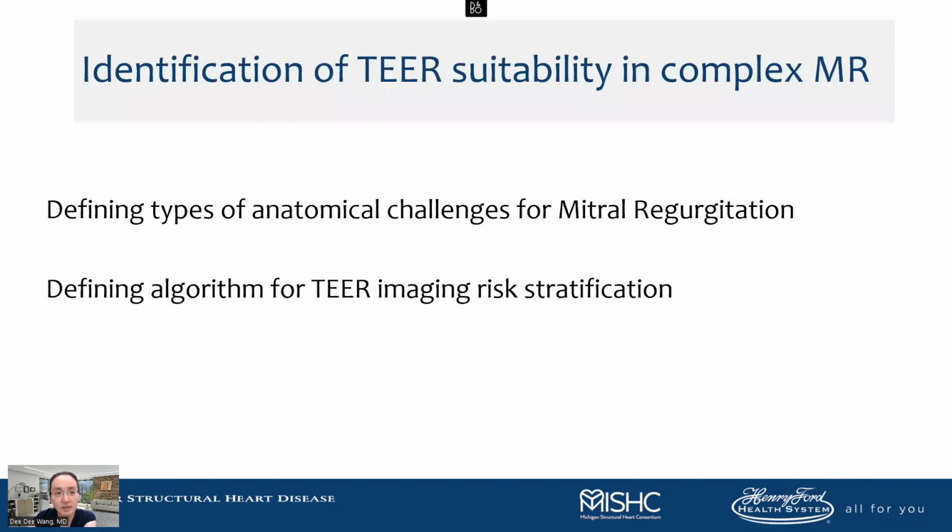For the next 10 minutes, I want to work on an identification strategy for evaluating which patients are suitable anatomically for TEER using imaging. Number one, we're going to focus on defining the different types of anatomical challenges that exist in doing edge-to-edge repair for MR. And number two, we want to extend into what the algorithm could potentially be for doing risk stratification for patients who are presenting for edge-to-edge repair.